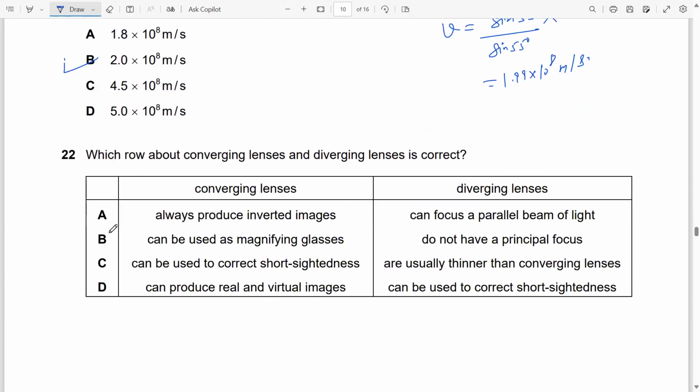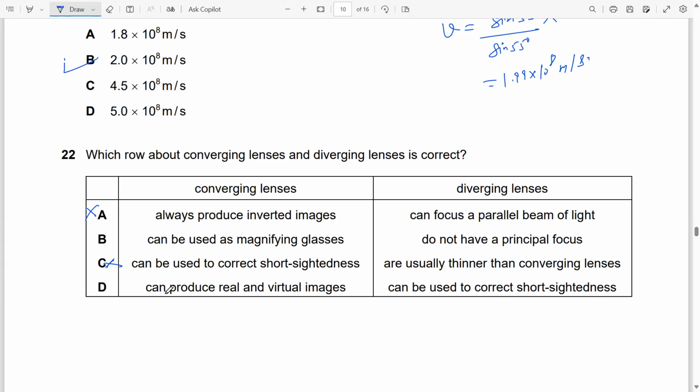Question 22. Which row about converging lenses and diverging lenses is correct? Converging lenses always produce inverted image. No, they produce erect image also. Can be used as a magnifying glass. Correct. Can be used to correct short-sightedness. No. Short-sightedness we correct using concave lens or diverging lens.